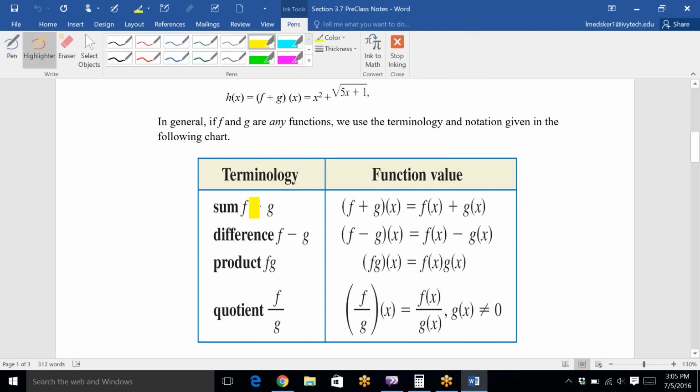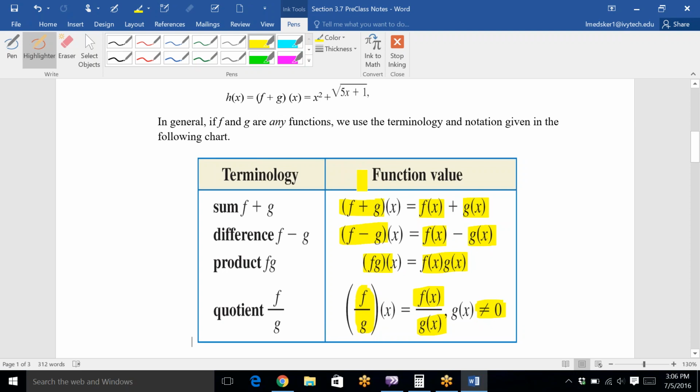Well, if you have two functions, then f plus g of x means to add f of x to g of x, and f minus g of x means to take f of x and subtract g of x. F times g means to actually multiply the two functions together, and f over g means to write them as a ratio and make sure that you don't have a domain issue.